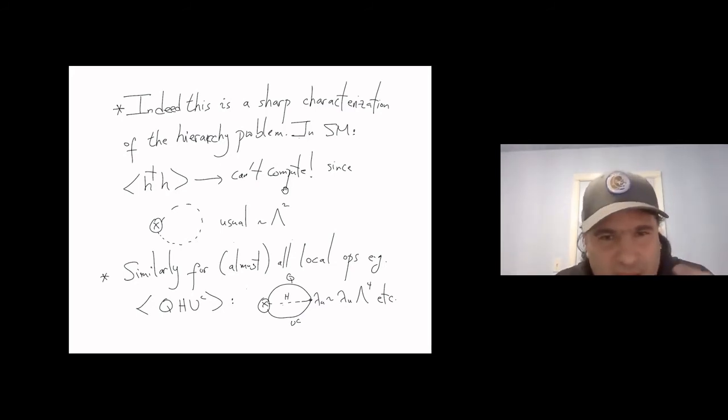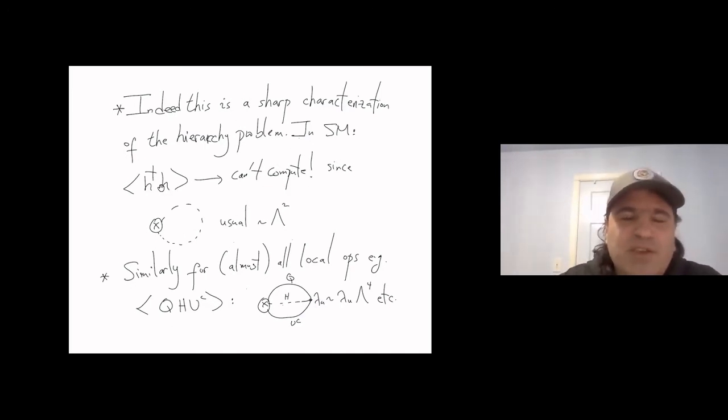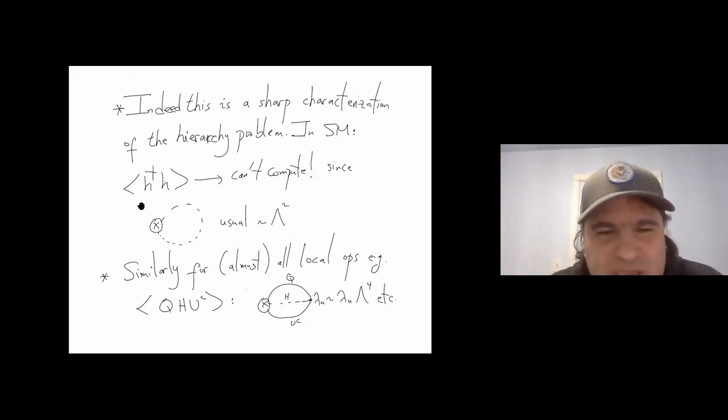And that would be true at tree level, but because of quantum mechanical corrections, that's not true. And in fact, in the standard model, we just can't compute the expectation value of H dagger H. That's one way of phrasing another way of phrasing the hierarchy problem. So for instance, if I attempt to compute it, I would draw the usual loop diagram that we always draw, very closely connected one, and there would be a sort of cutoff squared contribution to it. So we just can't compute this in the standard model.